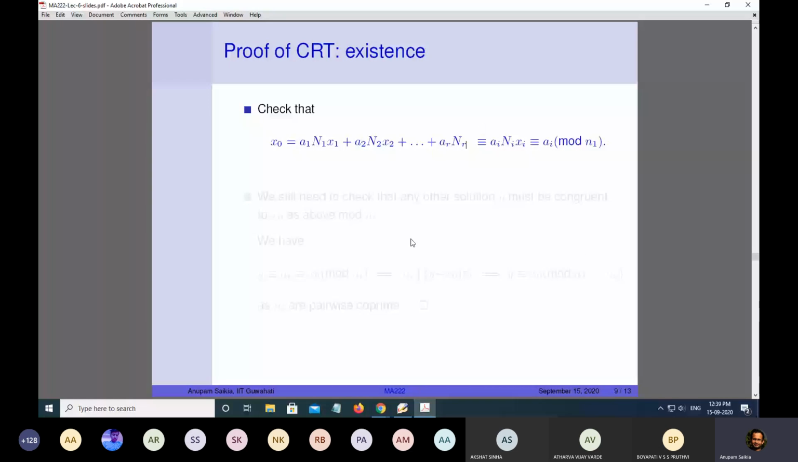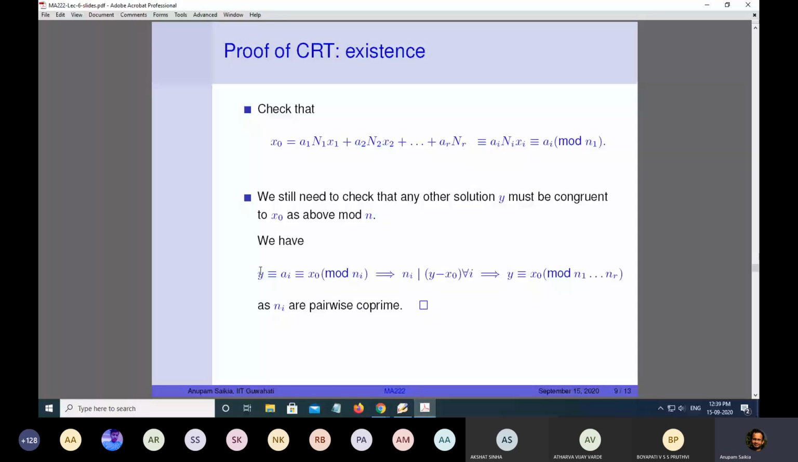Now, this is the existence part. Now, the uniqueness part. So, what is the uniqueness? Let's say y is any other solution. We want to say that y is congruent to x0 modulo capital N. This should be capital N. So, we want to show that y and x0 should be congruent. How do we do that?